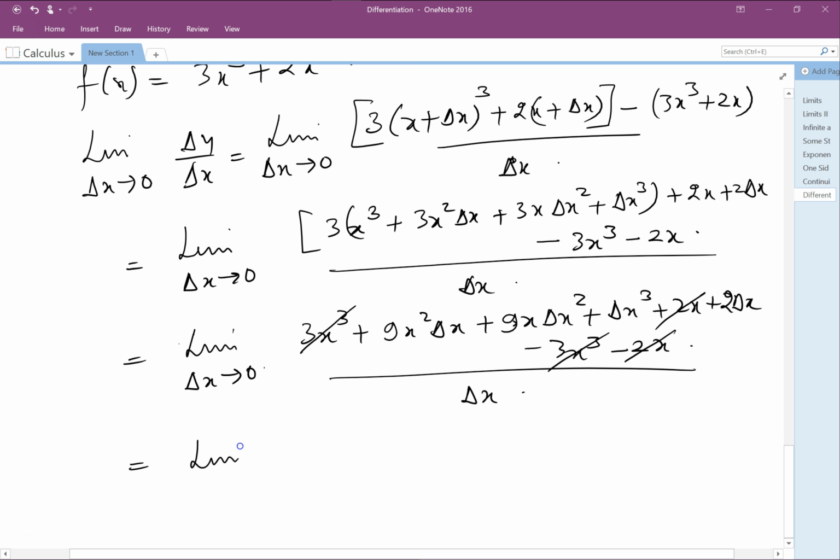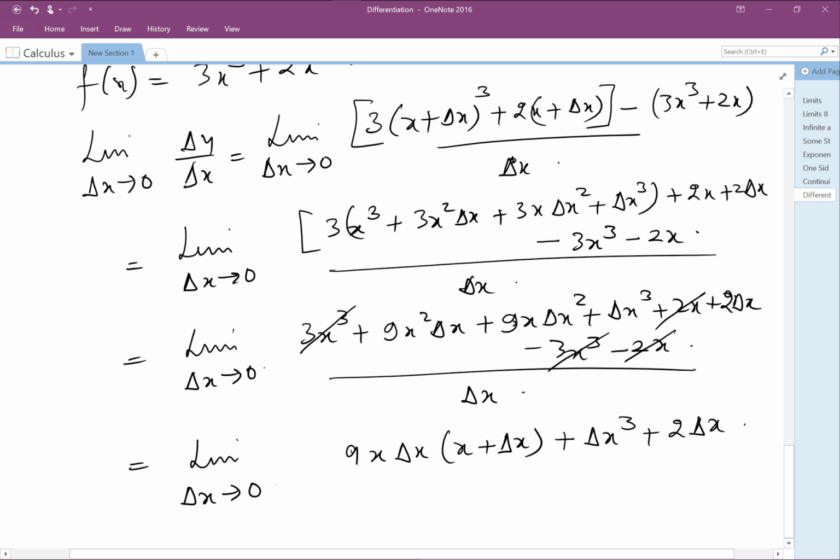Okay, limit as delta x approaches 0. Let's take things in common. So let's take these two. 9 is common, one of the x is common, delta x is common. So x plus delta x, plus delta x cube plus 2 delta x.